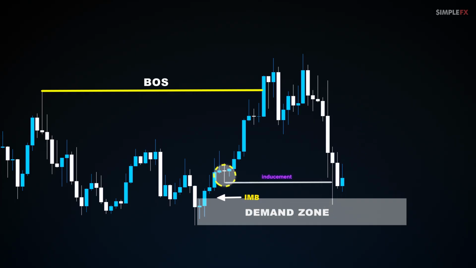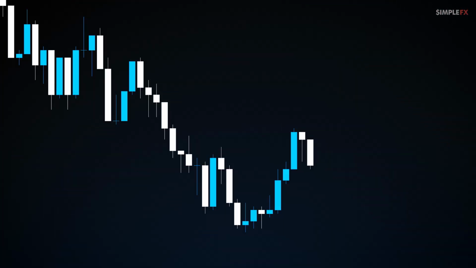So what do we look for before entering? First, liquidity. We have it. Second, leg inducement. That's been swept. Third, it touched a high-quality demand zone with imbalance. That gives us a high-probability setup. Now let's drop down to the M1 chart to find our entry.